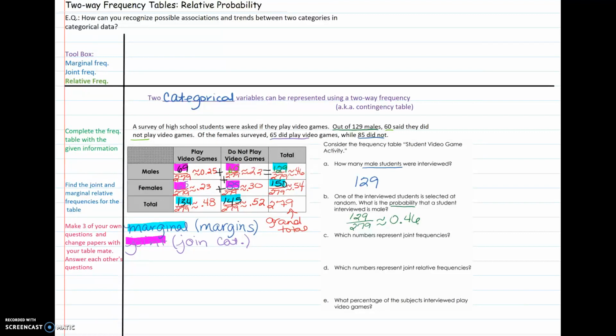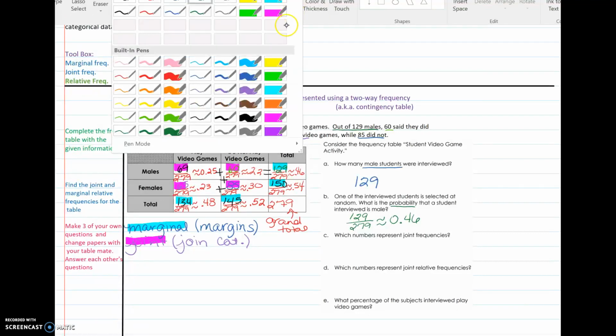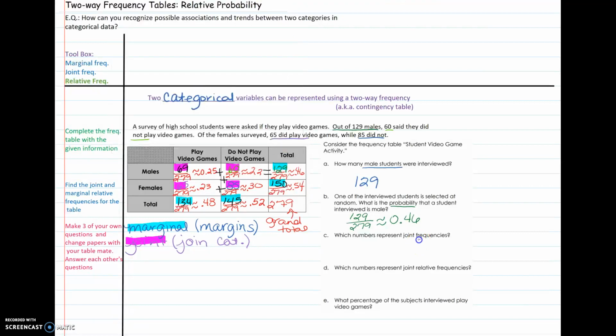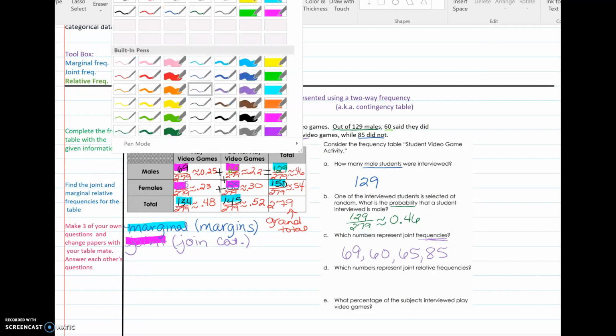Which numbers represent joint frequencies? Let me change my color. Again, joint frequencies. Notice the next question says joint relative frequencies. So a regular joint frequency is just those numbers in the middle. That's 69, 60, 65, 85. Those are my joint frequencies. Now when we come down here and it says joint relative frequencies, that's those probabilities, when it's out of something.